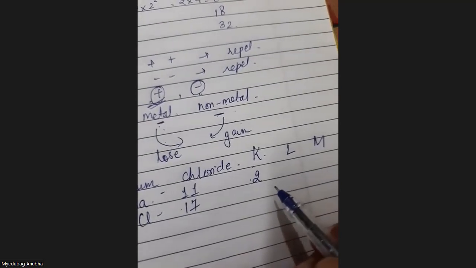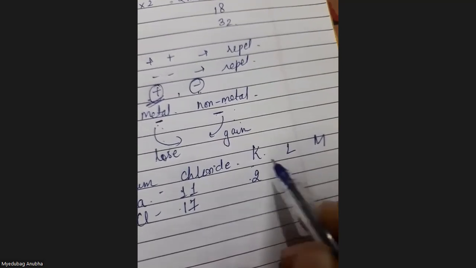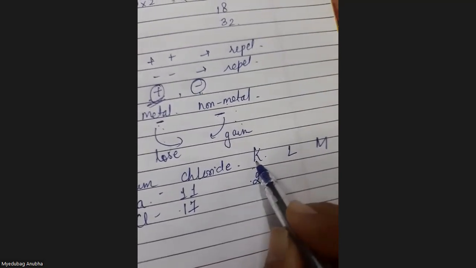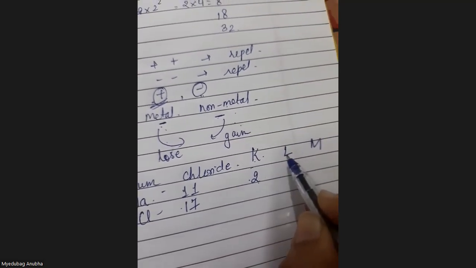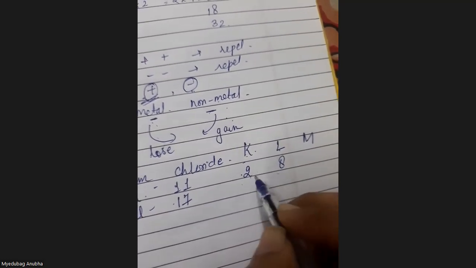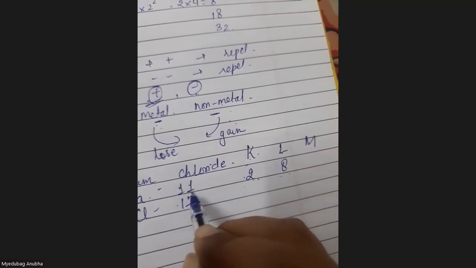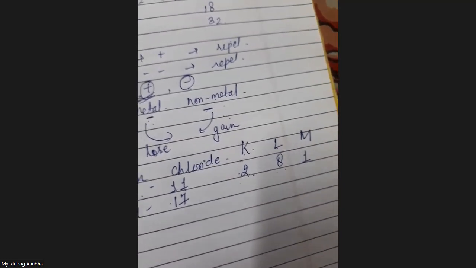Are you audible? Am I audible? Yes, ma'am. Okay. So in the K shell, as you can see, we have filled the 2 electrons. Then in the L shell, we can fill a maximum of 8 electrons. So here we have filled the maximum of 8 electrons. In total we have just 10, and we have to fill 11. So one is left. So one is jumping towards the third shell, right?